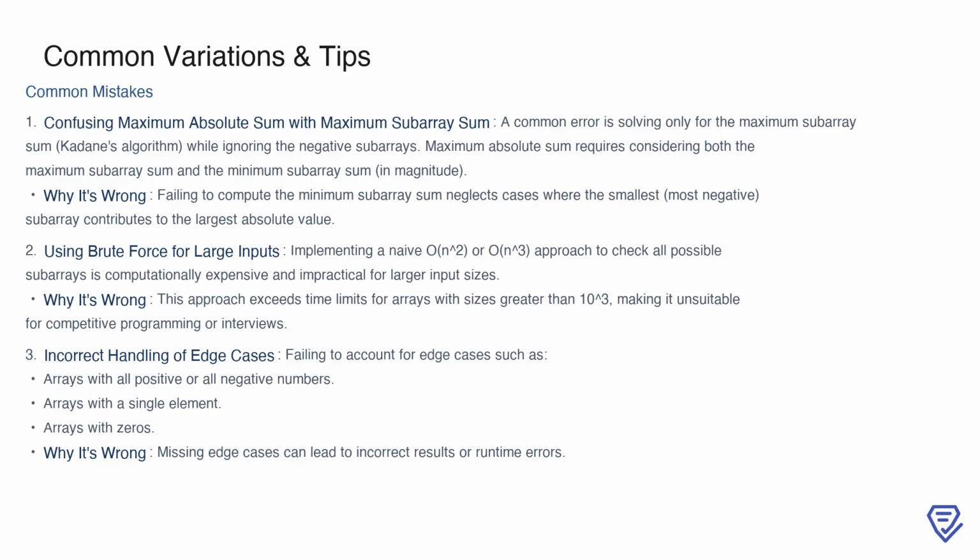Another mistake is using brute force approaches, where you calculate all possible subarrays directly. This is highly inefficient for larger inputs, as it can take n squared, or even n cubed time, which is impractical for arrays larger than a few thousand elements. Additionally, edge cases can trip up even experienced coders. For example, arrays with all positive, all negative, or just one element, or arrays containing zeros, need special attention. Overlooking these cases can result in incorrect outputs or runtime errors, so make sure to test thoroughly.